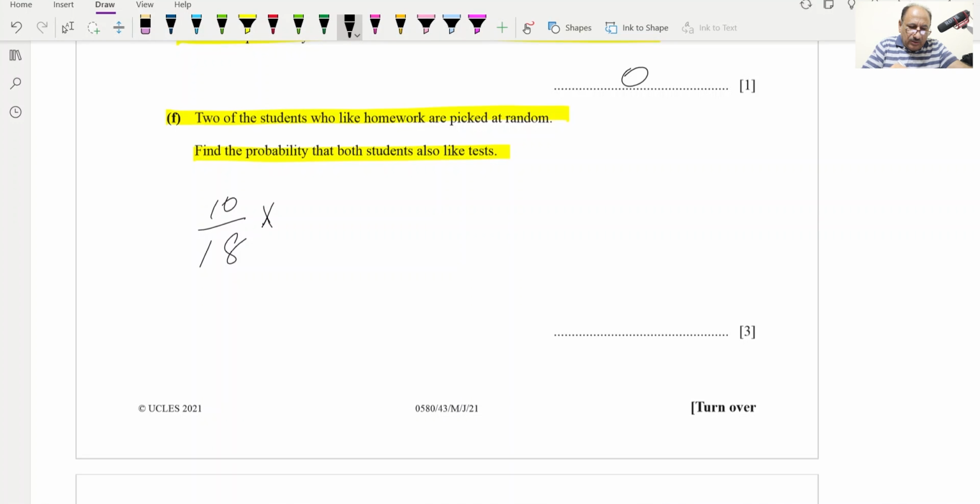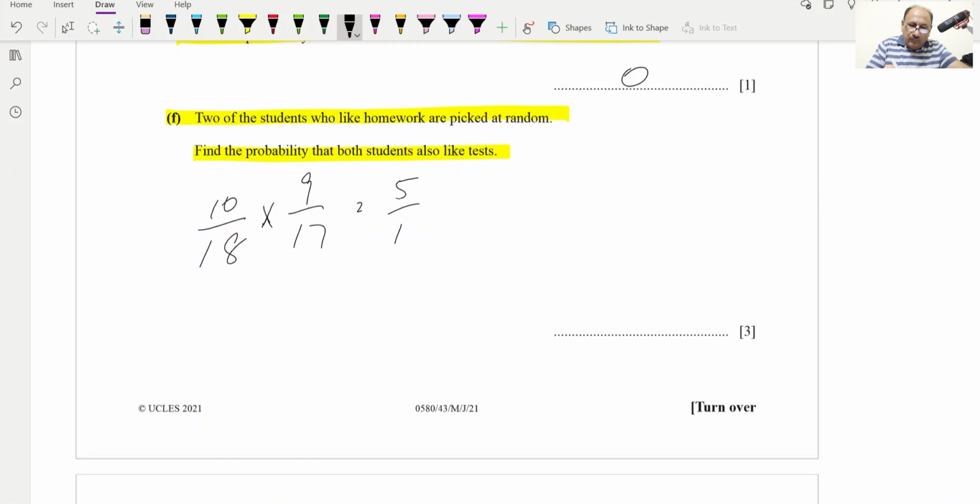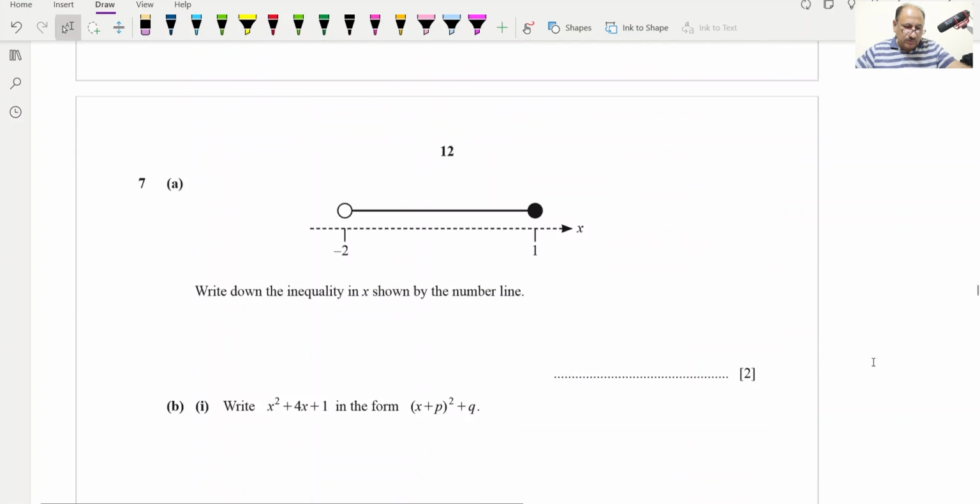For the second one it will be 9 out of 17, and if we check this multiplication, so it will be 90 divided by 18 multiplication 17, which is equal to 5 over 17. 5 over 17 will be the final answer for this part. This is a 3 marks question.